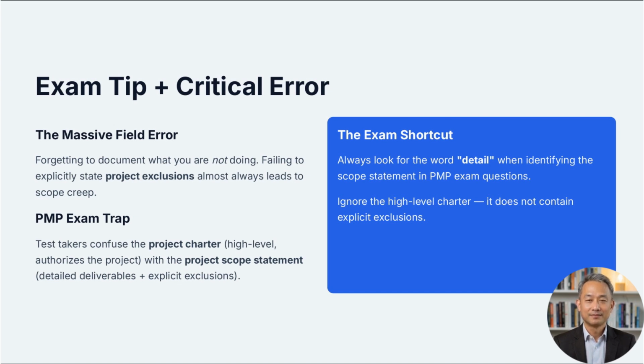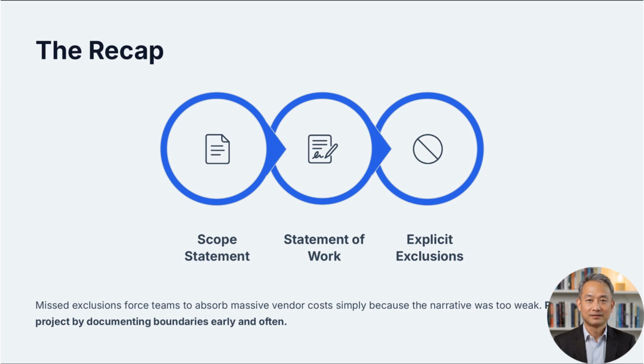To recap, the project scope statement defines the detailed deliverables, assumptions, constraints, and project exclusions. The statement of work is a narrative description used heavily in procurement to define vendor delivery. Explicitly stating what is out of scope is mandatory to prevent unauthorized scope creep that ruins your schedule and cost baselines. I have seen missed exclusions force teams to absorb massive vendor costs simply because the narrative was too weak. Protect your project by documenting the boundaries early and often.